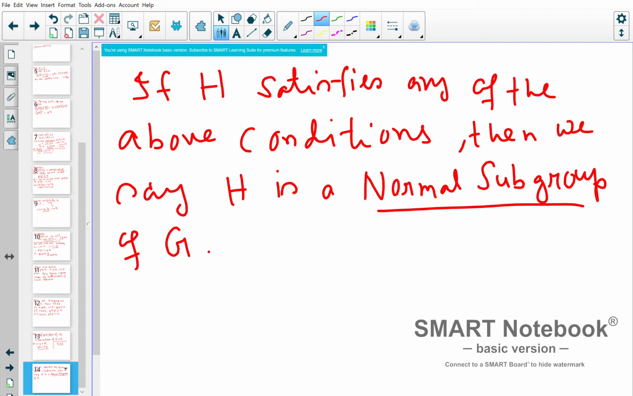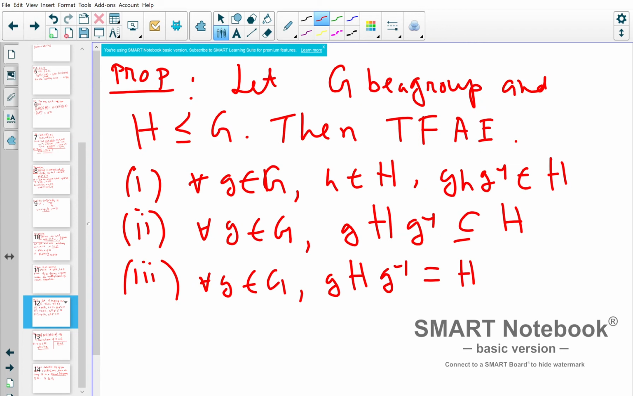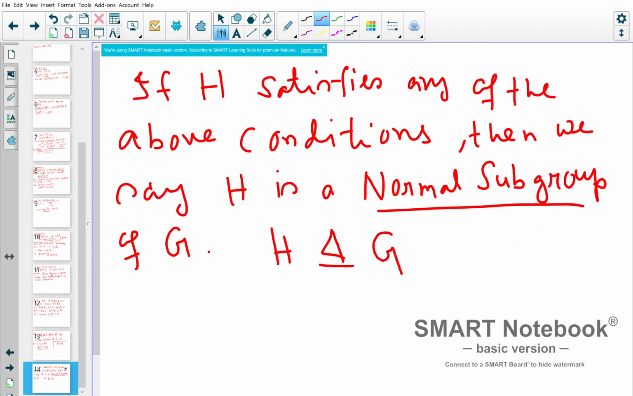In this case we will write H, not just the subgroup symbol, now we will add this thing, and then it becomes normal subgroup. H is a normal subgroup of G, right? So, clear. If your subgroup satisfies any of these conditions, any means anyone, all are equivalent. So if you satisfy one of them, then everything is the same.